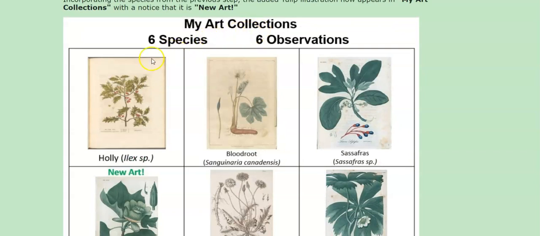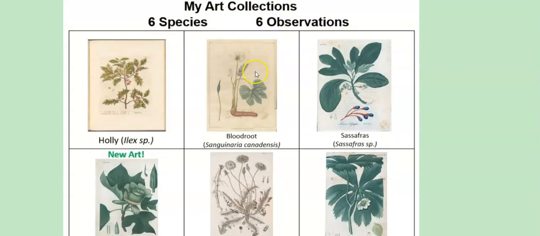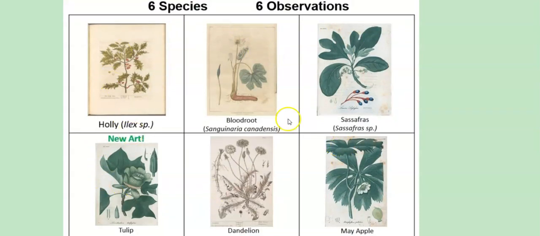So say I've gone out and I've snapped pictures of 6 species and they've matched to 6 observations. I made 6 observations and it has matched to 6 botanical prints. Here's what an example page of my prints would look like. And say I just went out and I snapped that picture of tulip. So I would have a little message saying, oh, new art, because I just collected a new piece of art.